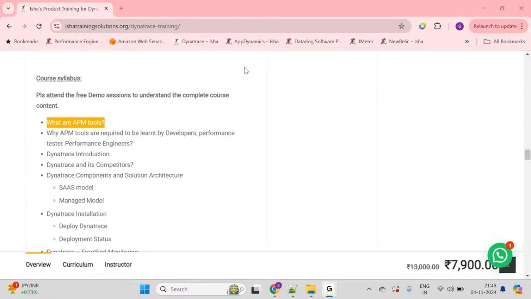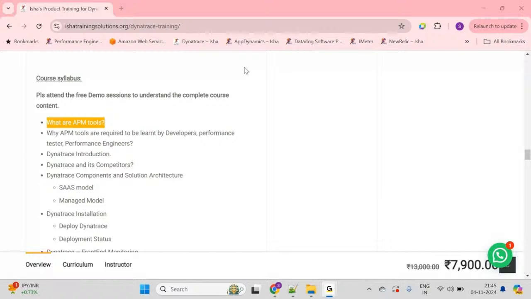Yeah, Juveria. I want to know, in APM, is only Dynatrace in demand or any other tools also? In industry, Dynatrace, AppDynamics, New Relic, Datadog. These are the very familiar APM tools. But if you look at the longevity and the reputation, Dynatrace is kind of leading, Juveria. Okay, got you.